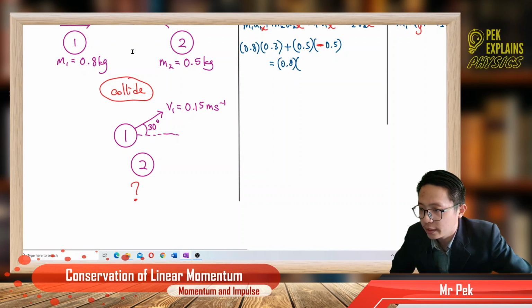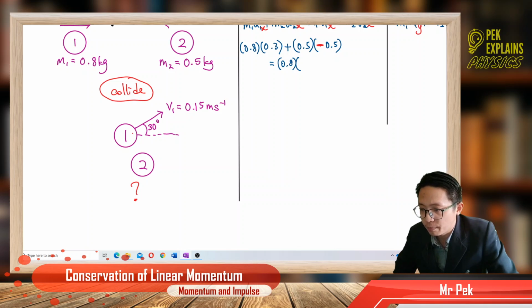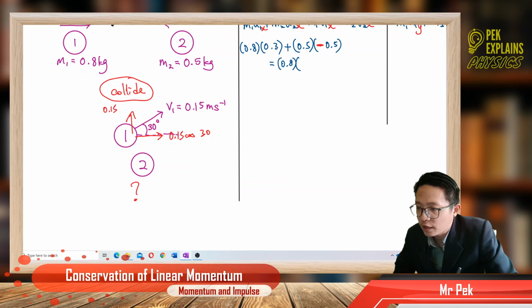You see, this one can be resolved into two components. This one is 0.15 cos 30, and this one is 0.15 sin 30.